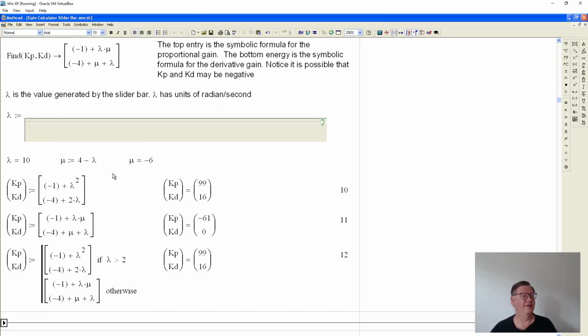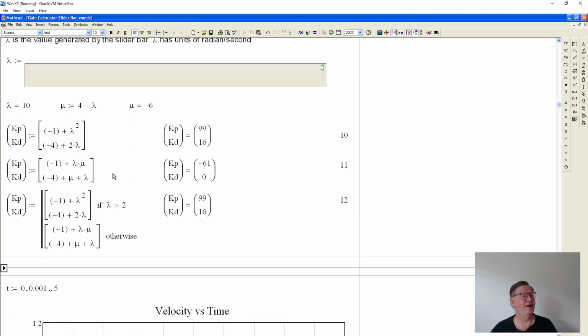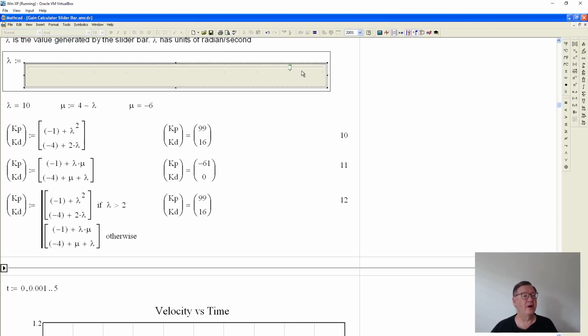So, to make this as realistic as possible, I made a slider bar. However, the slider bar just has little tick marks here. You can barely see them. If I move the slider bar along in increments of 1, I can move it to 6 radians per second, 5 radians per second, 4 radians per second. And what it's doing is changing these gains.